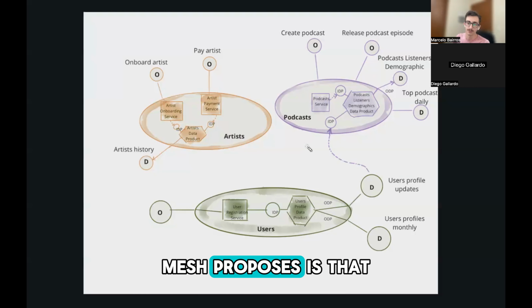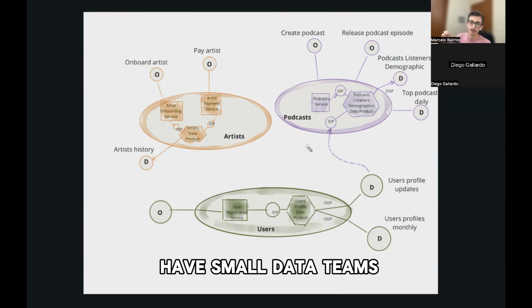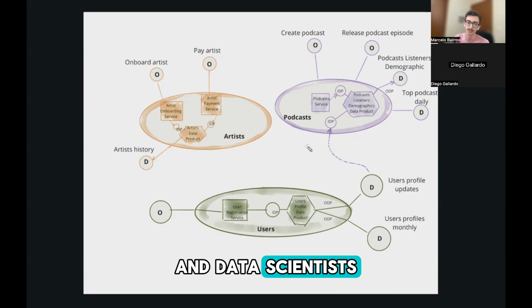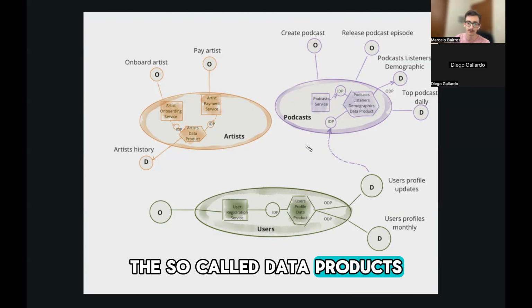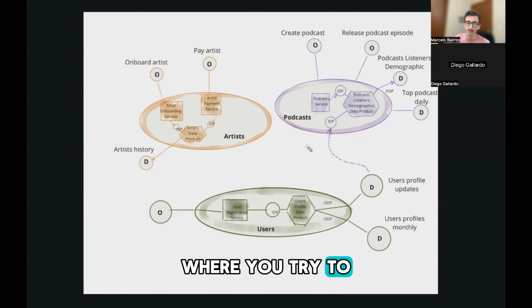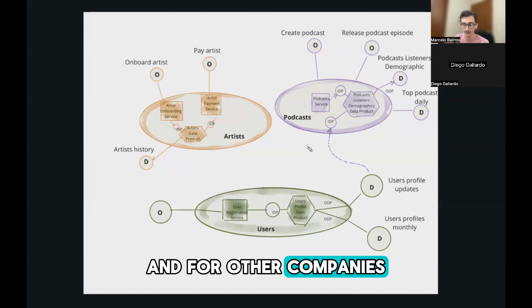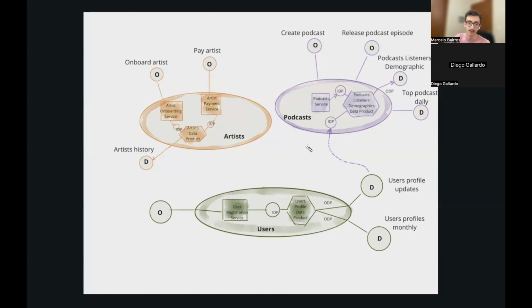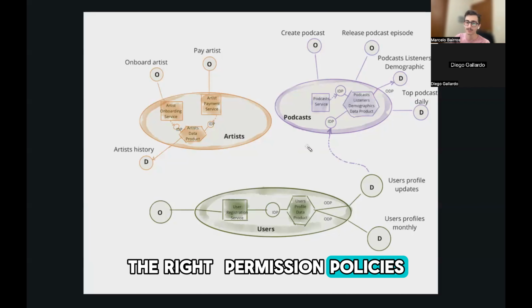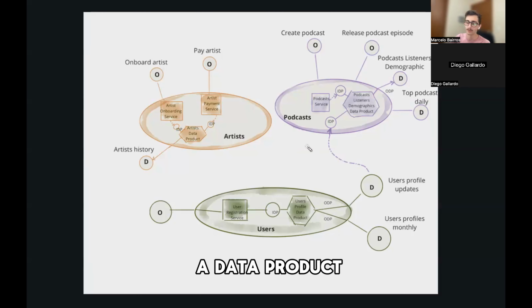So what the data mesh proposes is that each of these domains have small data teams embedded into them. So the product people, engineering, and data engineers and data scientists would be distributed across different domains, and they would create the so-called data products. And those data products would follow a product thinking approach where you try to deploy for your company and for other companies the best possible data product that they could have. So ensuring that there's data quality, that the data can be understood, the data can be discovered, the right permission policies are in place. There's a lot around a data product.